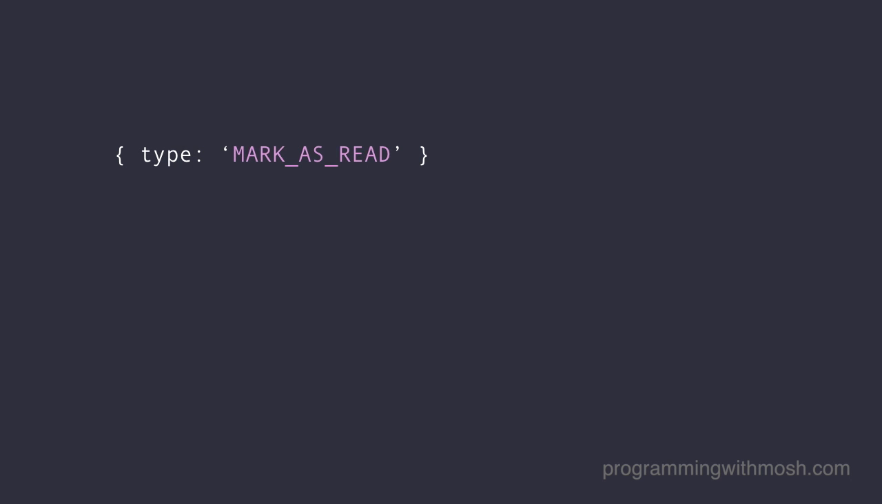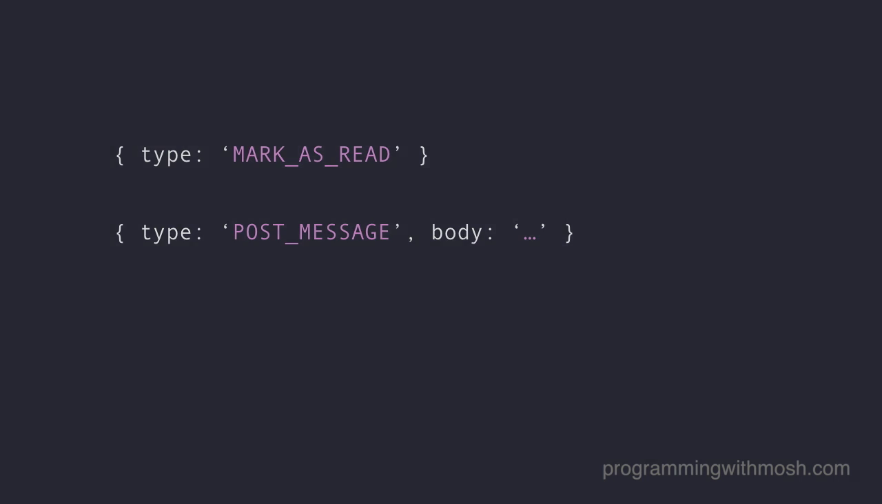Here are a couple of examples. When the user reads a message, we can represent this event using an action like this. As another example, if the user posts a message, we can have an action like this. So these are simple data structures and don't have any logic. And by convention, we use a type property to specify the type of each action. Now, an action can have additional properties related to the event that just happened.